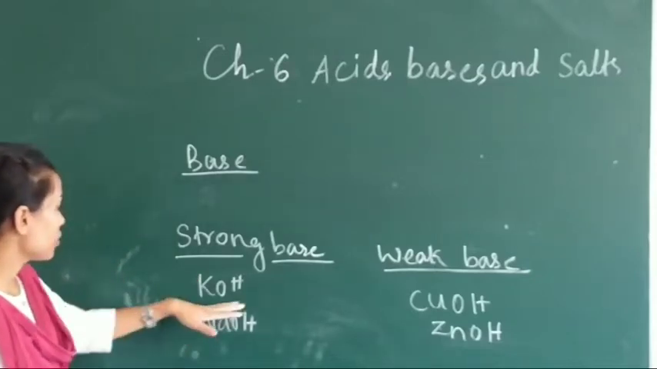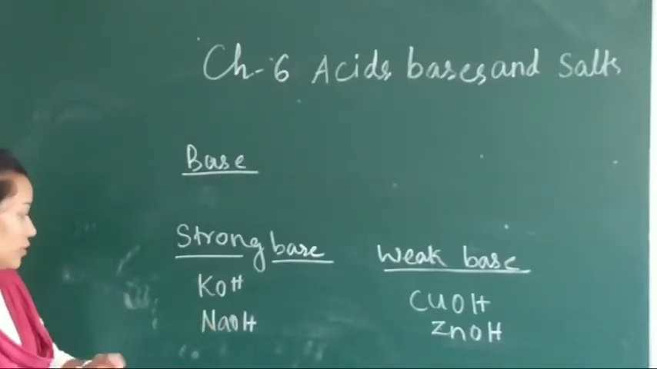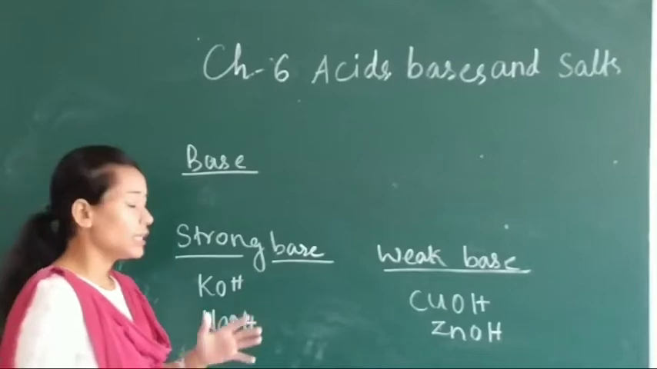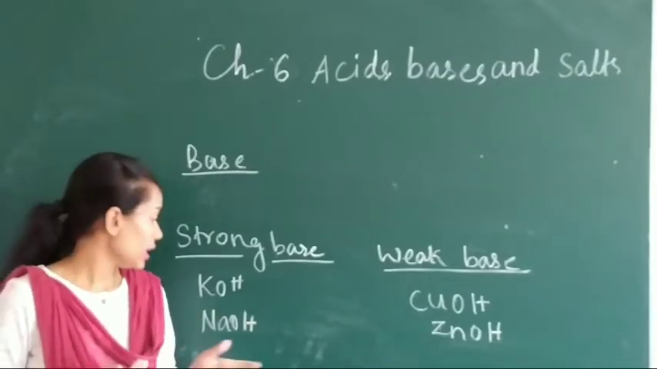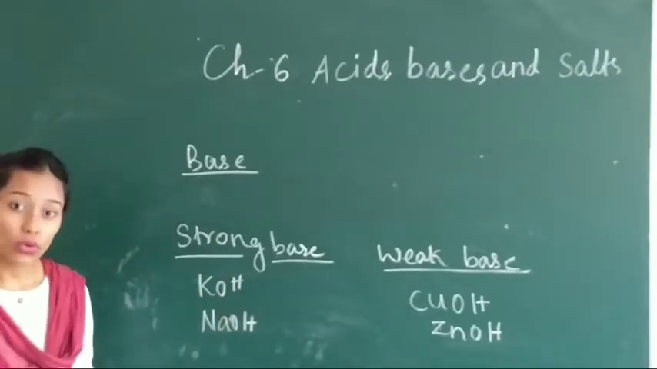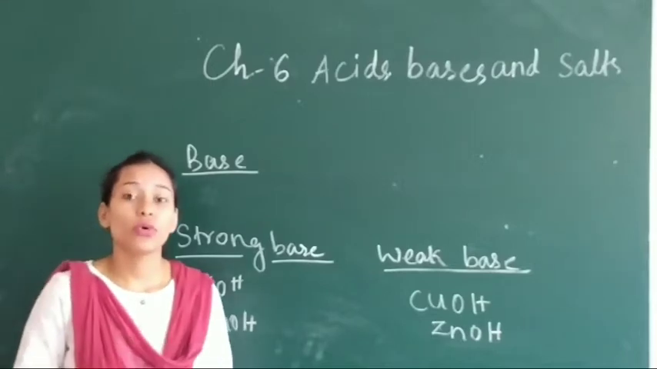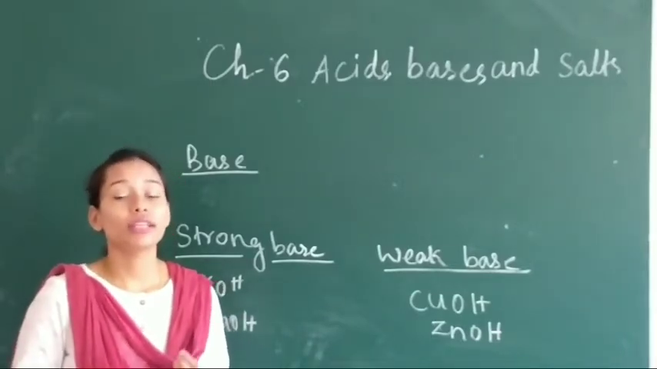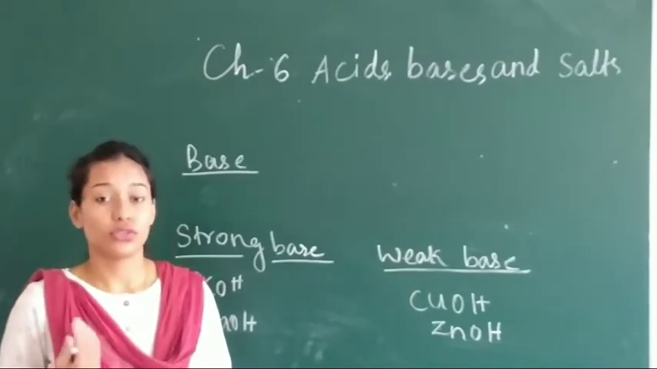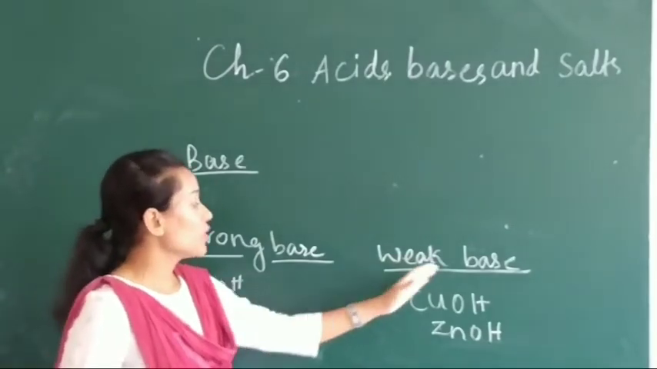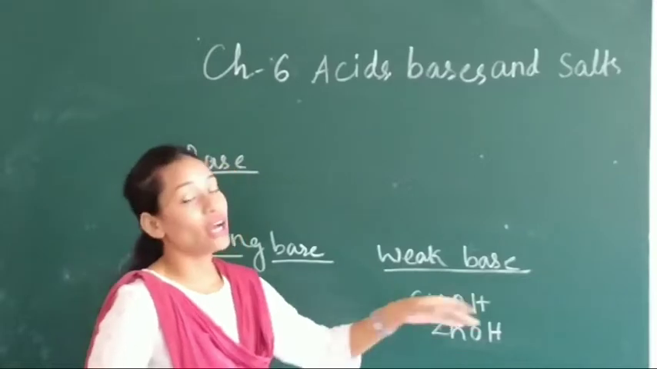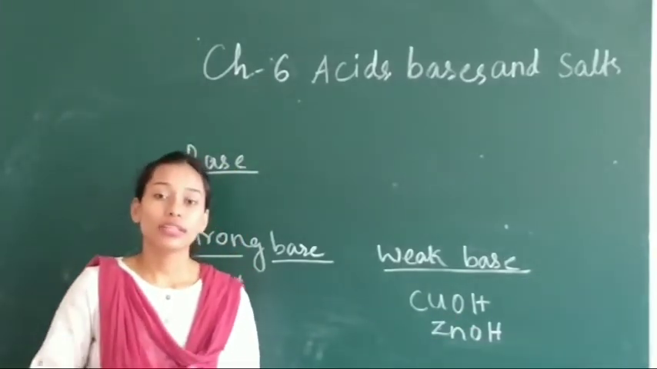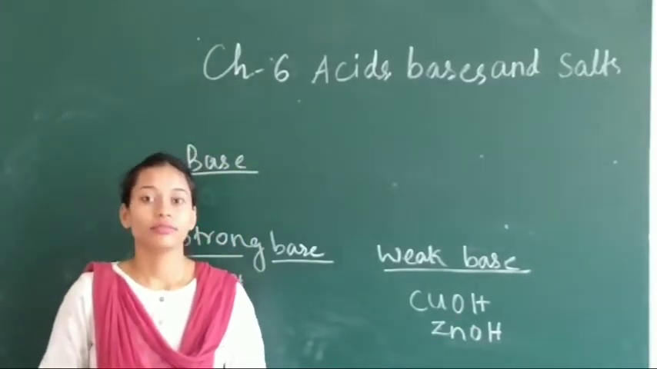Okay, there are some examples of strong bases. You see, potassium hydroxide, sodium hydroxide. They are strong bases. Okay, and what happens? They are highly corrosive. If it falls on your body, what happens? You can get a severe burn, or it can damage your skin cells and tissues also, okay. Now weak bases, copper hydroxide, zinc hydroxide, they are not that corrosive, okay.